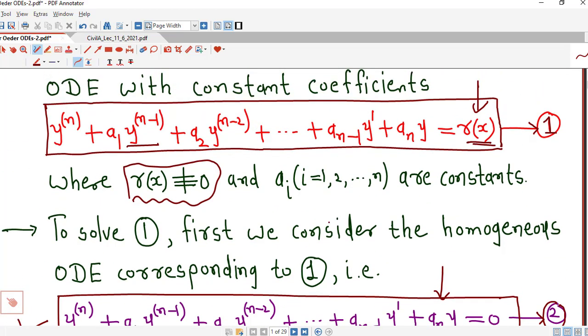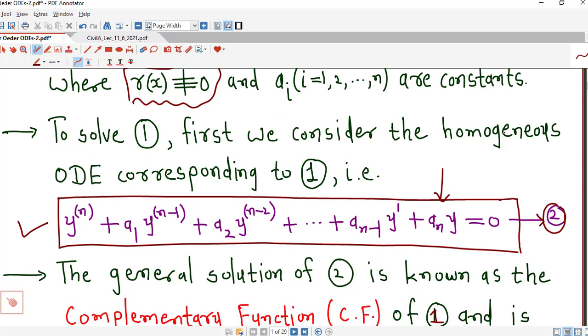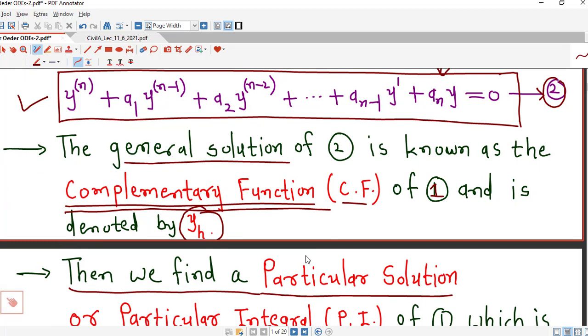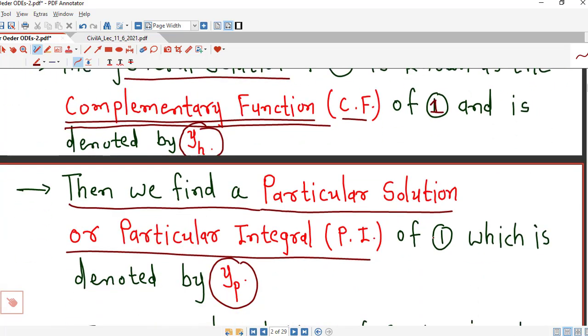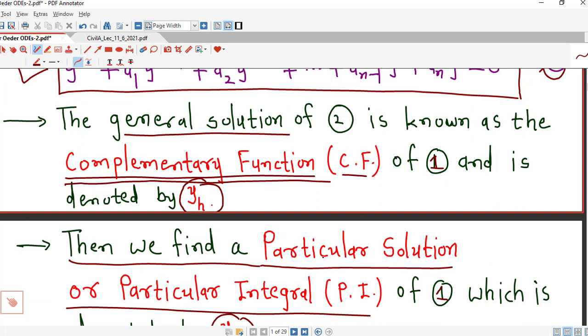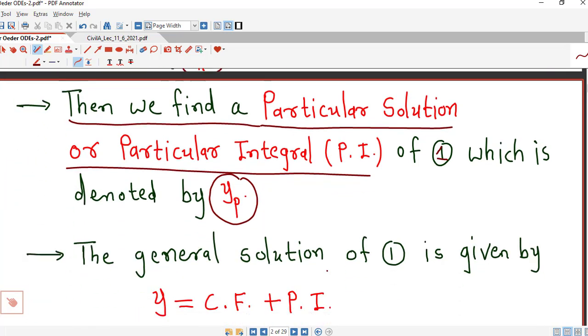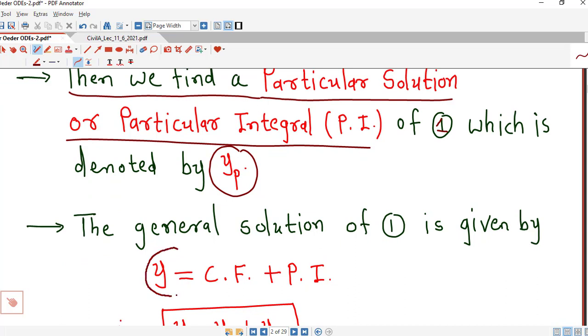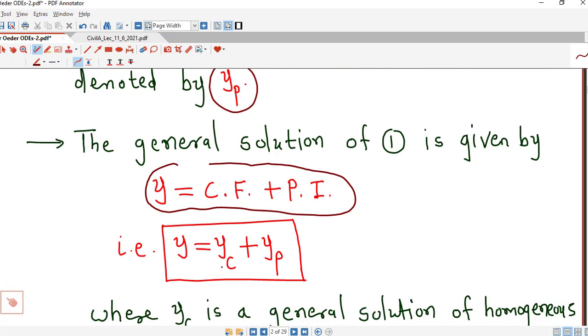So first we have to solve the homogeneous differential equation corresponding to the given equation. The general solution of that homogeneous equation is known as complementary function. Then we have to find the particular solution of the given equation, which is denoted by y suffix p. And once we obtain these two, complementary function and particular integral, the general solution of the given non-homogeneous equation is nothing but the sum of complementary function and particular integral. So that is y equal to yc, that is complementary function, plus yp.